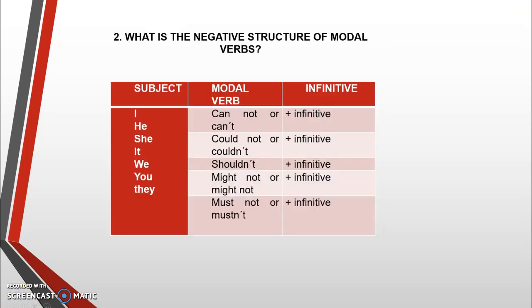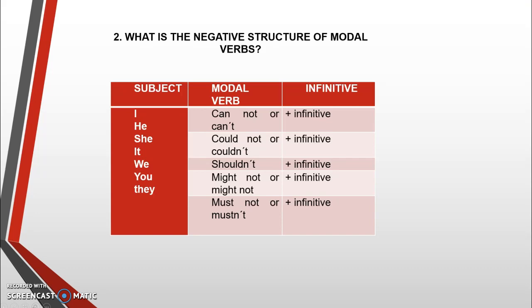Number 2. What is the negative structure of modal verbs? It is subject, modal verb, and infinitive. I can't, or cannot. He can't, or cannot. She can't, or cannot.